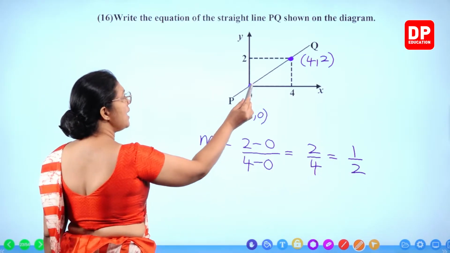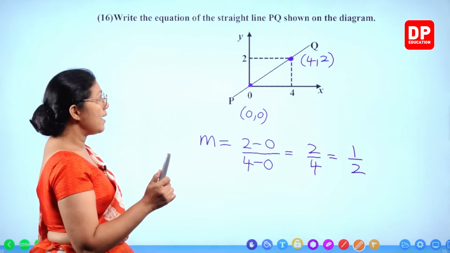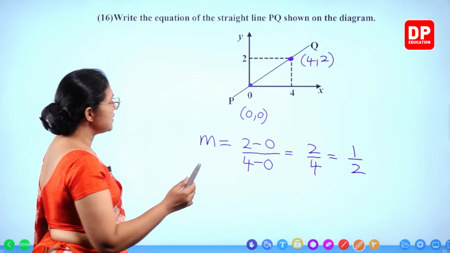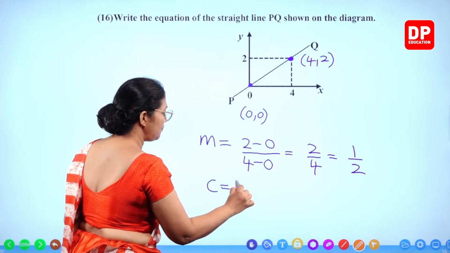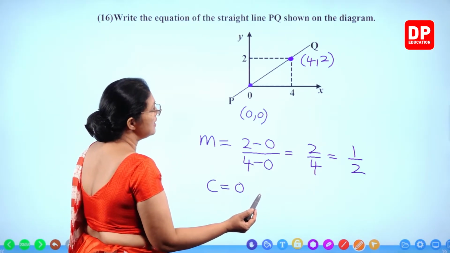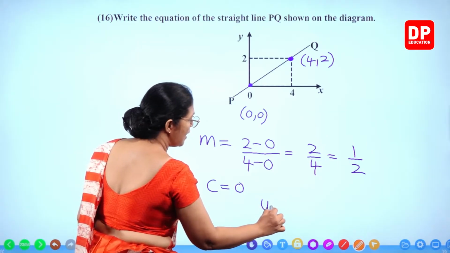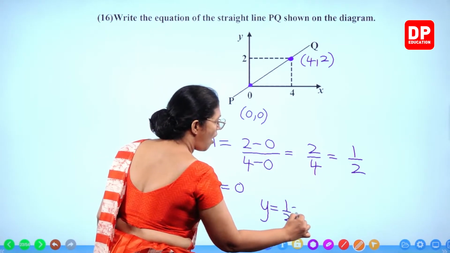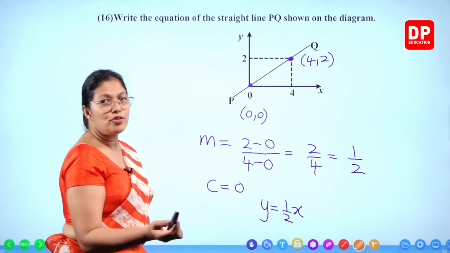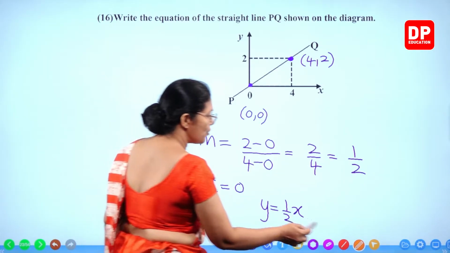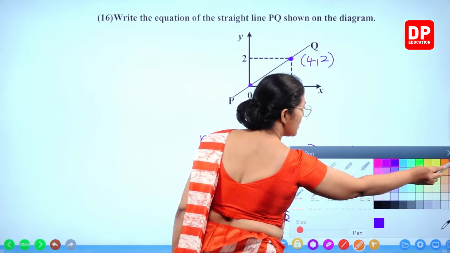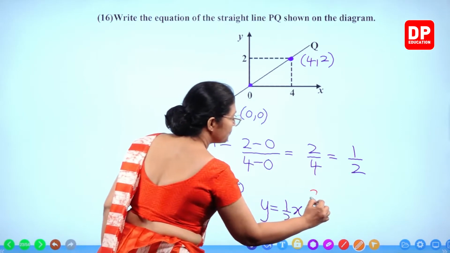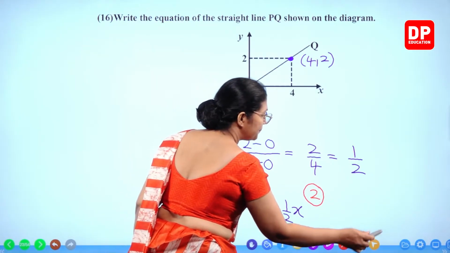Then the y-intercept, where it cuts the y-axis, is 0. So what is the y-intercept? That's 0. So what is the equation of the straight line? y equals mx plus c form. m is half, so half x plus 0. You don't have to write down 0 there. So what is the equation? y equals half x. So 2 marks for that.